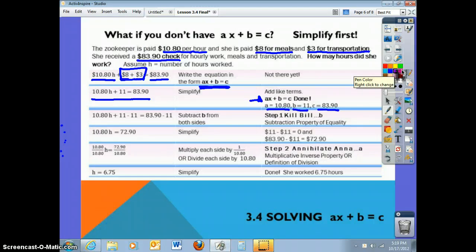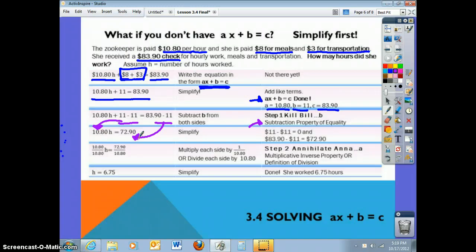So we need to get rid of Bill. Bill's 11. We can either add something to both sides or subtract something from both sides, and in this case, we're going to subtract 11 from both sides. When we subtract it from the left side, all we have left is the 10.80h. When we subtract it from the right side, what we have left is 72.90. So we've killed Bill. We've gotten rid of the b.